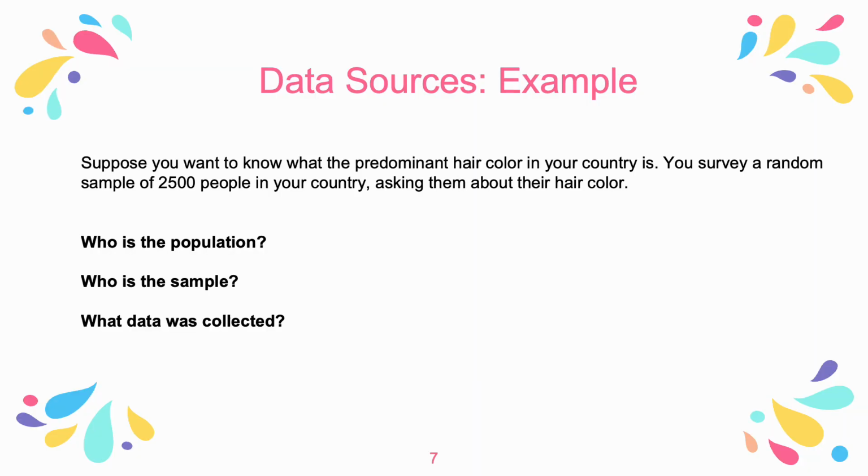Suppose we want to know the most common hair color in our country. Surveying everyone is impossible, so we ask 2,500 random people. Here, the population is everyone in the country, and the sample is those 2,500 people. The data we collect is their hair color.